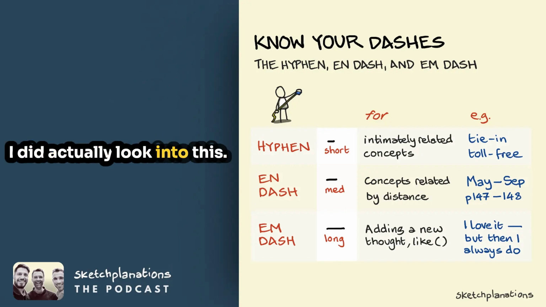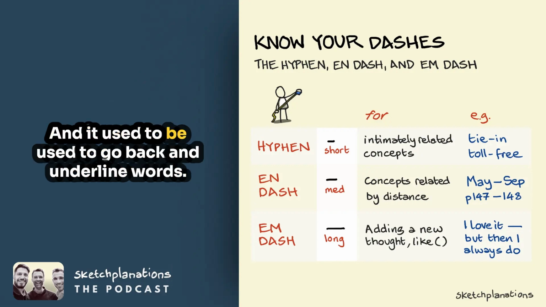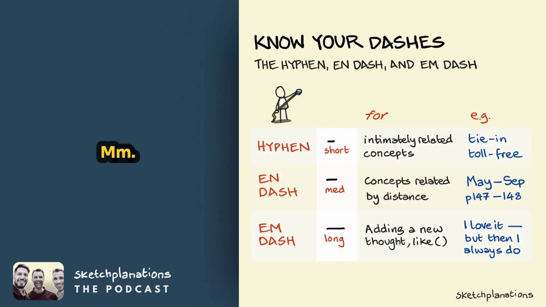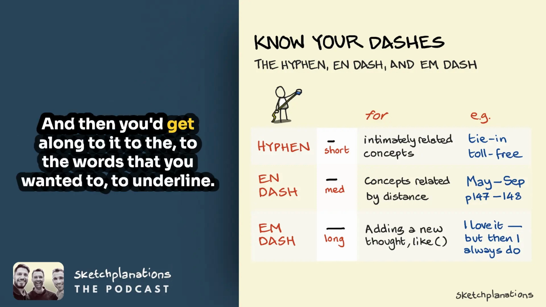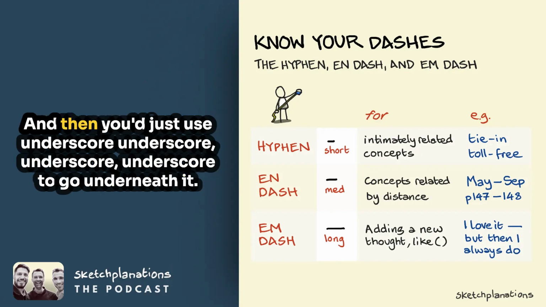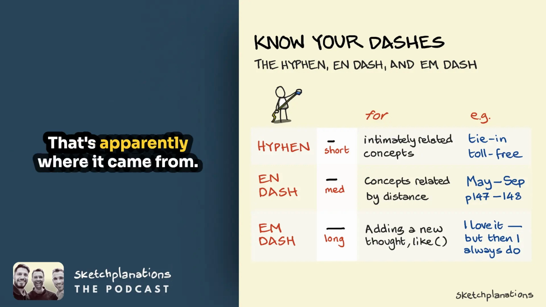I did actually look into this. Oh, go on then. Apparently it came about originally with mechanical typewriters, and it used to be used to go back and underline words that you'd typed out. You'd slide your roll back, then get along to the words that you wanted to underline, and use underscore to go underneath it. It used to be known as a low line or a low dash. Yeah, that's apparently where it came from.